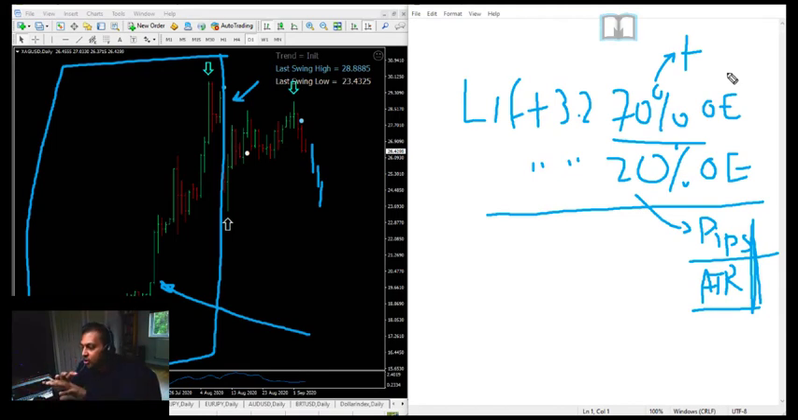So what's happening here, quite simply, is that we are looking at different target and exit objectives with these two strategies, and that's why there's a slight variance in terms of the actual opportunity. We've got 70% OE, which is looking to capture the moves that occur 70% of the time, and 20% OE, which is looking to capture the moves that occur 20% of the time.